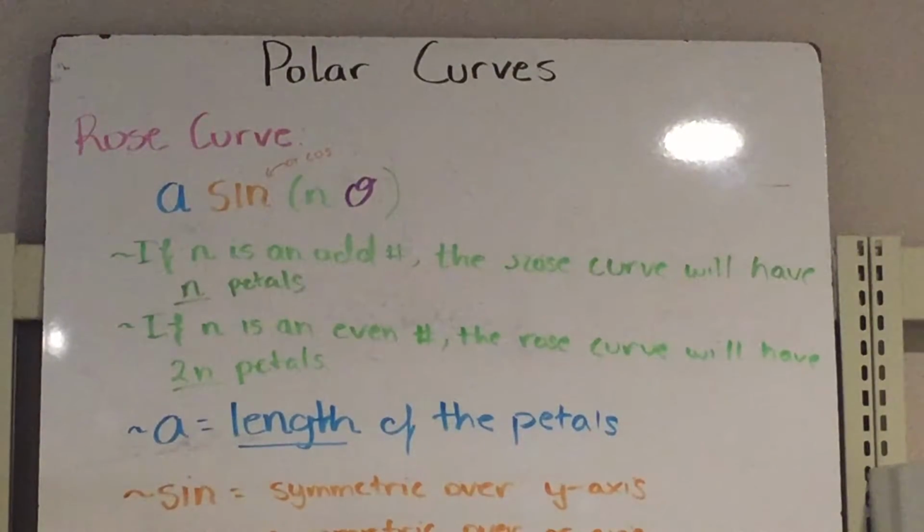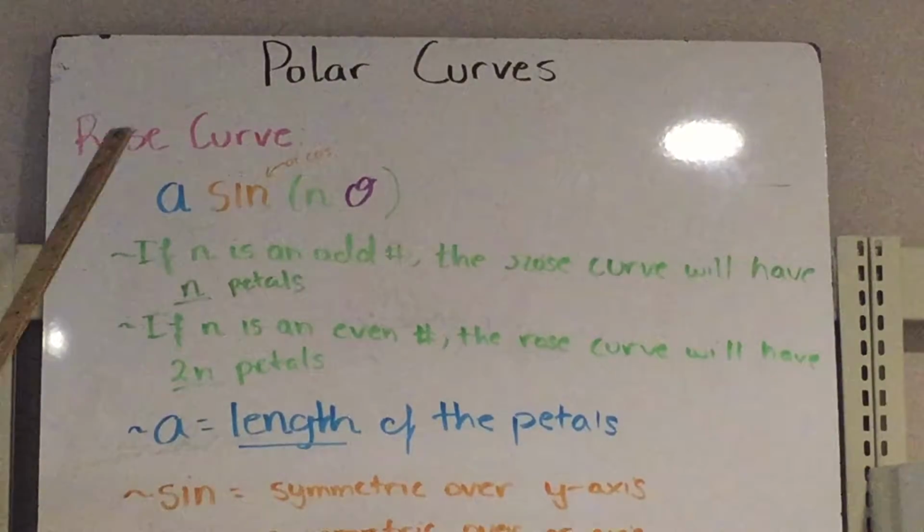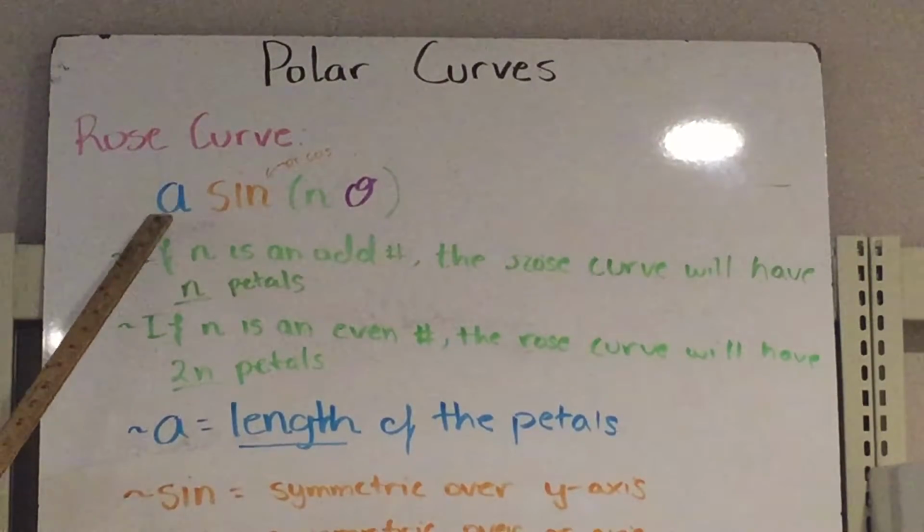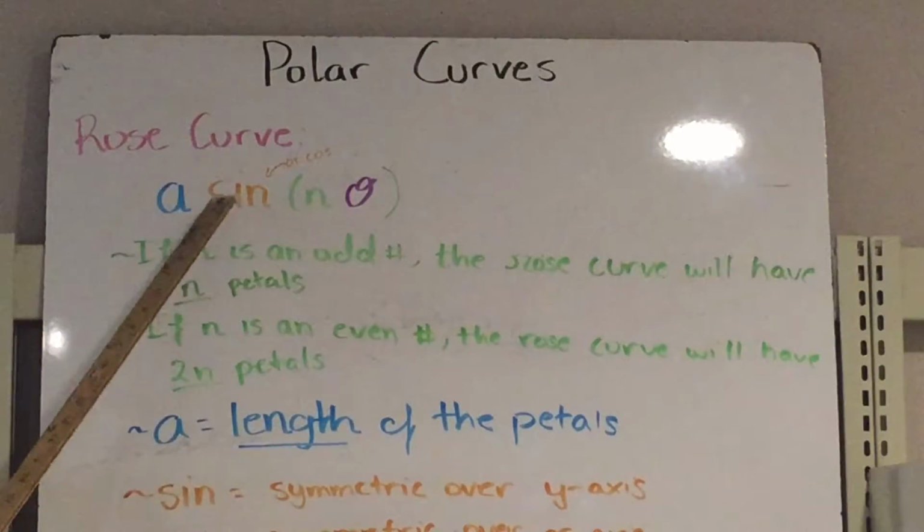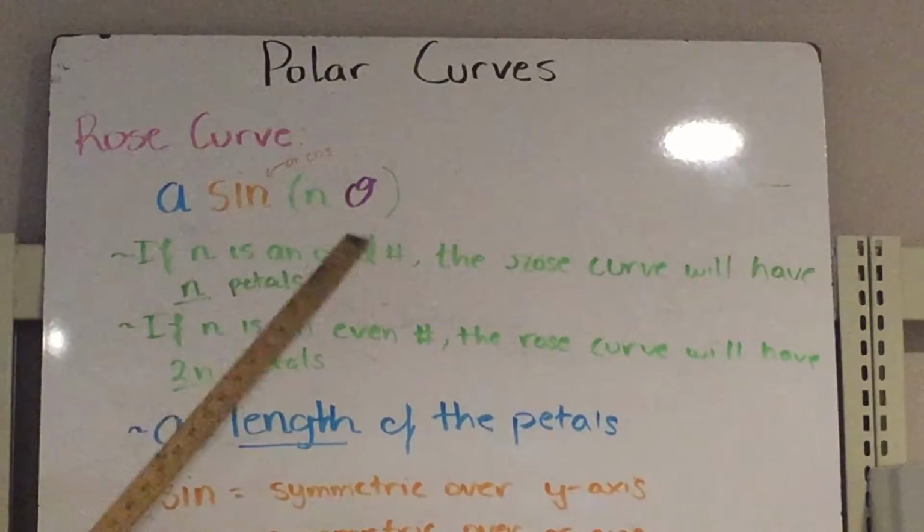Let's talk about some of the polar curves you're going to encounter in calculus. So we're going to talk about the Rose curve first. This is the general formula for the Rose curve: a times sine or cosine of n theta.